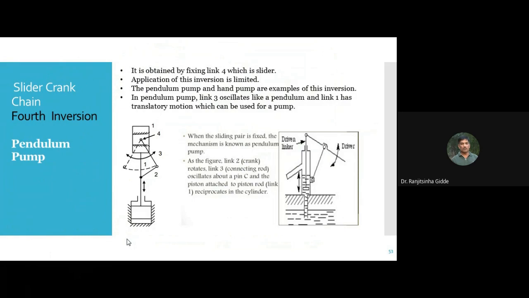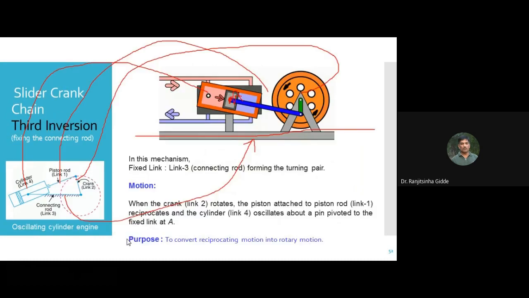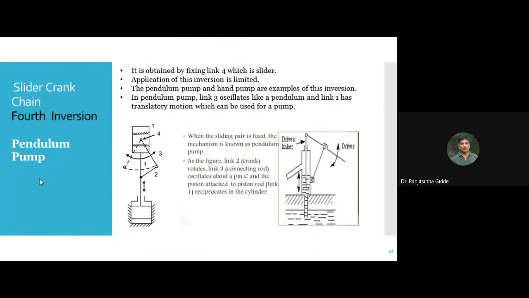Now, the next one is the inversion of this slider crank chain, that is the fourth inversion. Here, this is the connecting rod, this one is the crank, this one is the piston rod, and what is remaining? The last one, the cylinder, is remaining. Now in this diagram we can see the same is shown here.